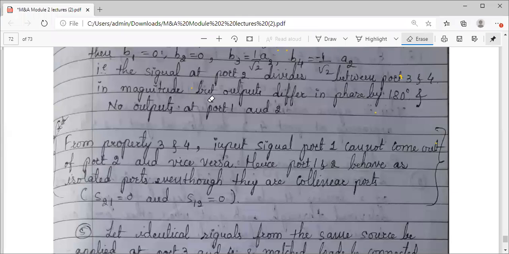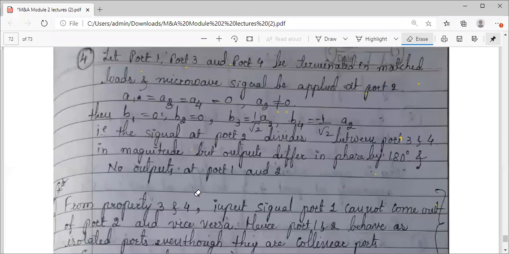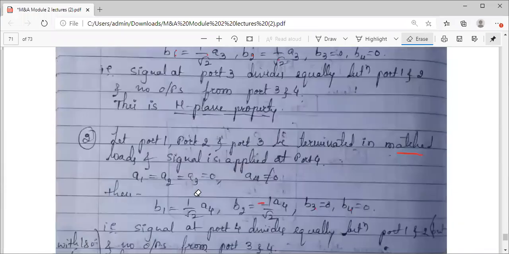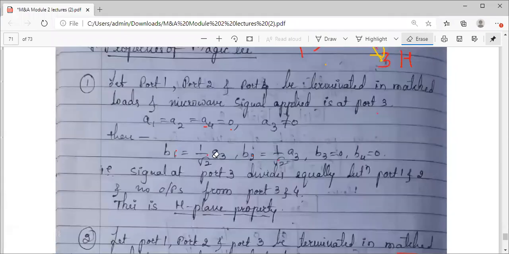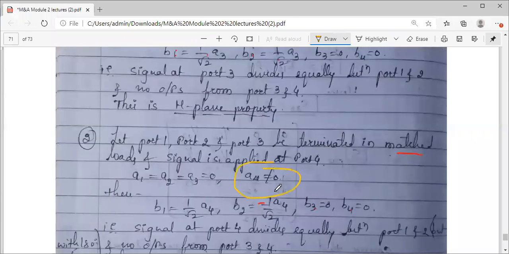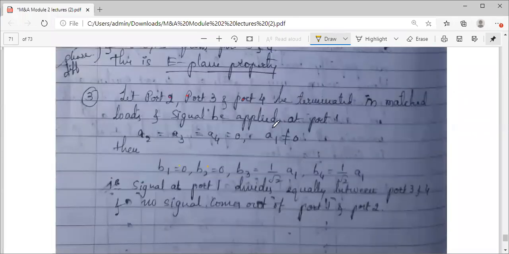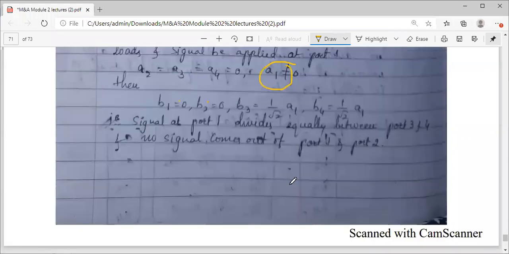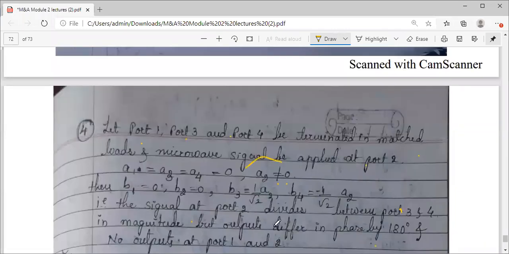So we have discussed four properties till now. In these four properties, observe that in ports 1, 2, 3, 4, each time we are taking the input at one port. Here it is A3, here it is A4, remaining all 0. Here it is A1, here it is A2. So every time we are applying the signal at any one port, A1, A2, A3, A4, remaining all 0. Then we have analyzed the property.